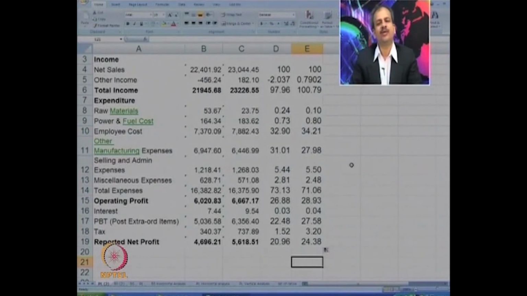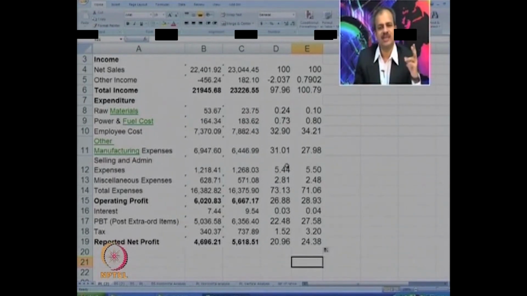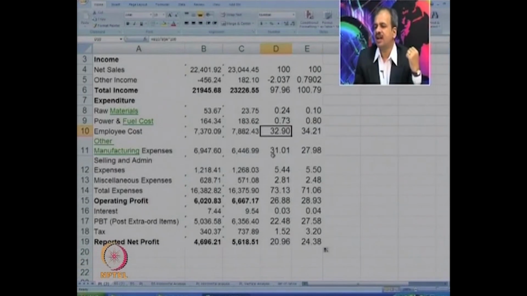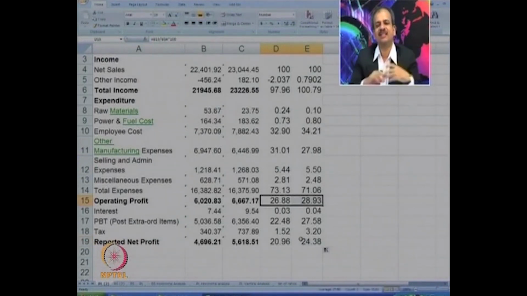So I have dragged it down till the end. So what do you observe now? You will see that there are two major costs. One is the employee cost, the other is manufacturing expenses. Selling and admin expenses have remained constant at about 5%. Manufacturing expenses have gone down and profit after tax has increased by 24%. This is attributable to the increase in the operating profit, which has also increased by about 3 to 4%.